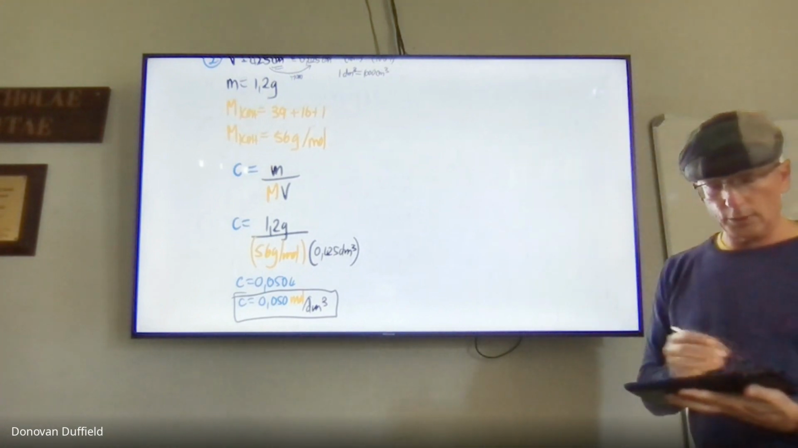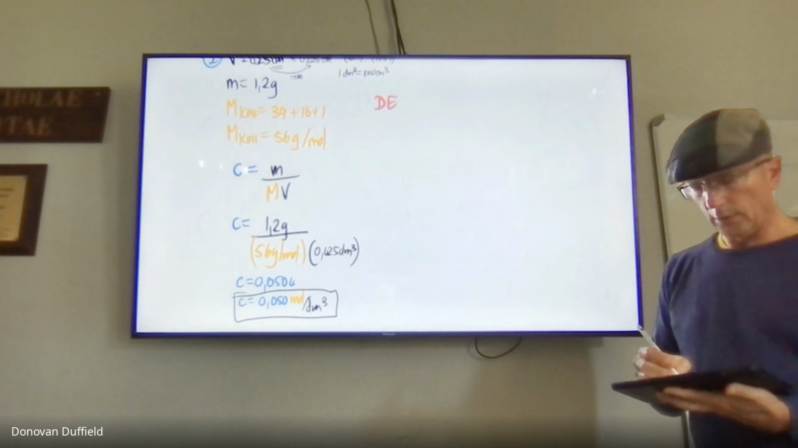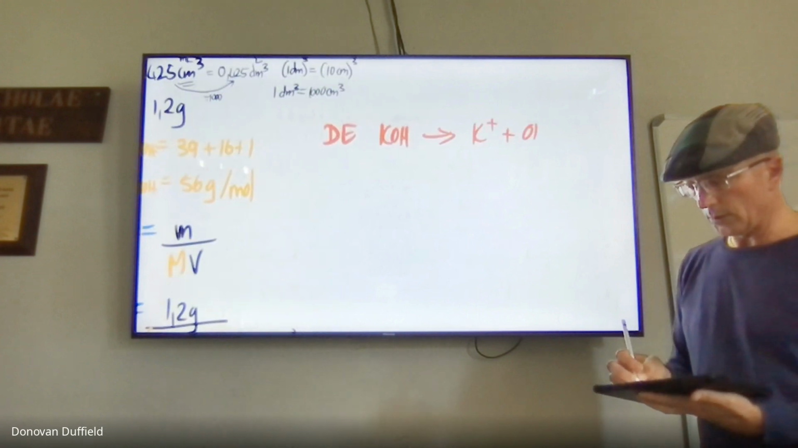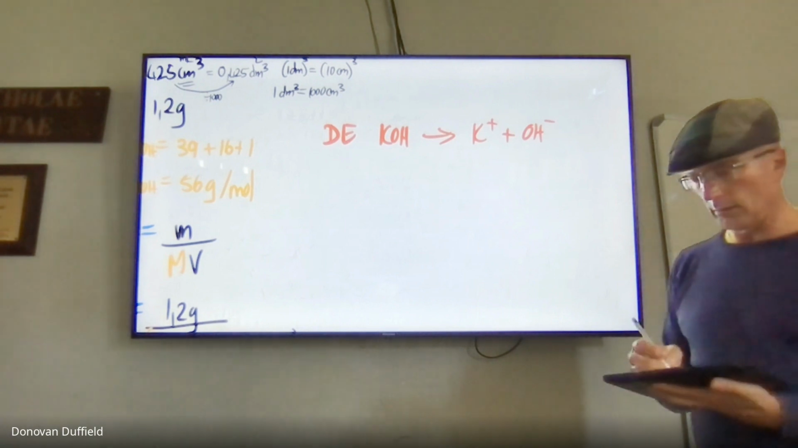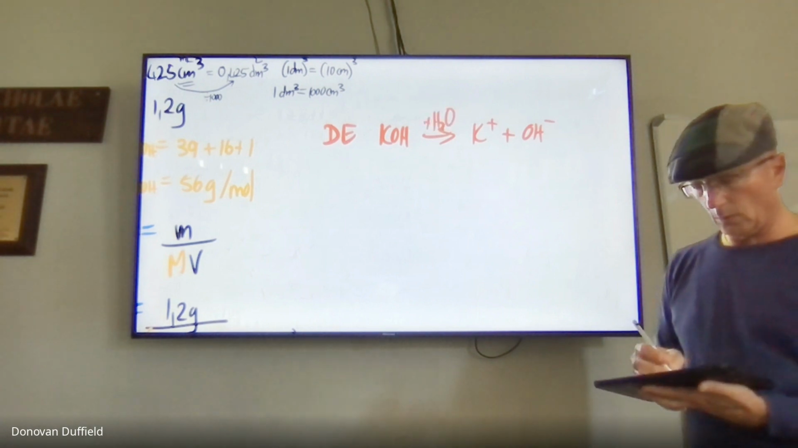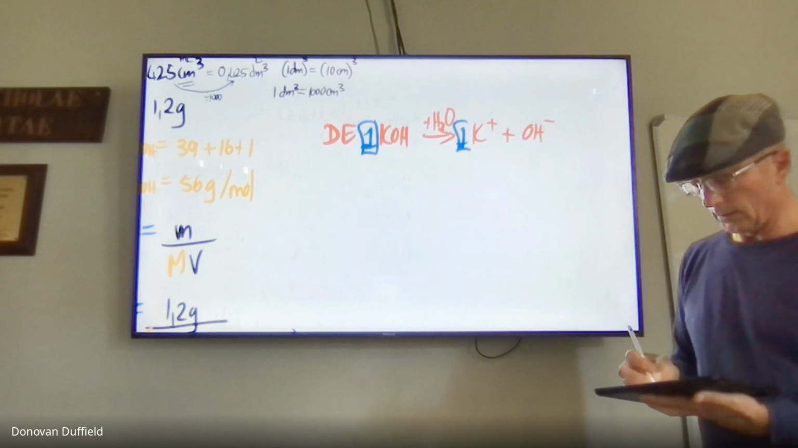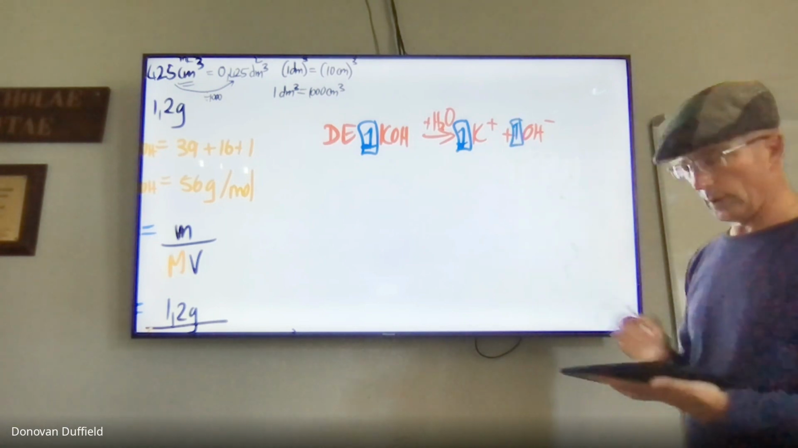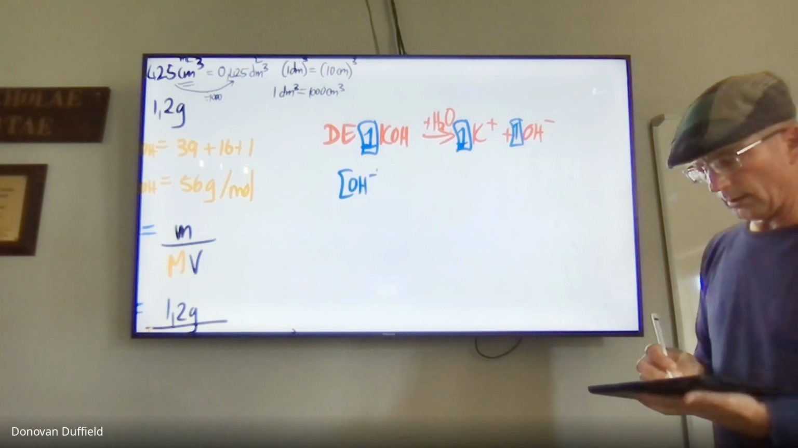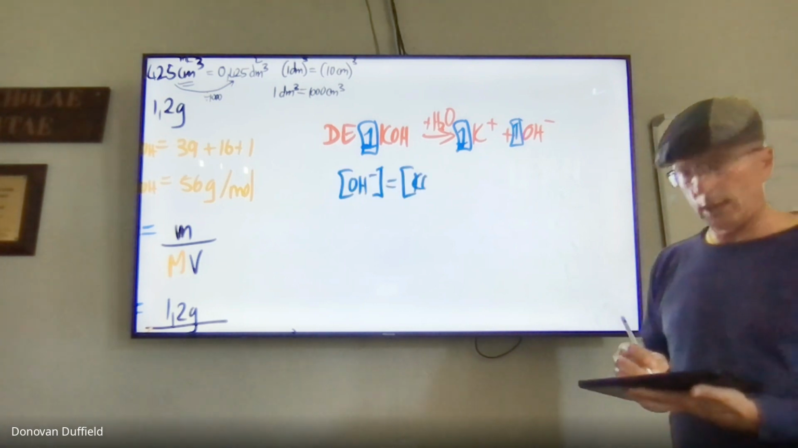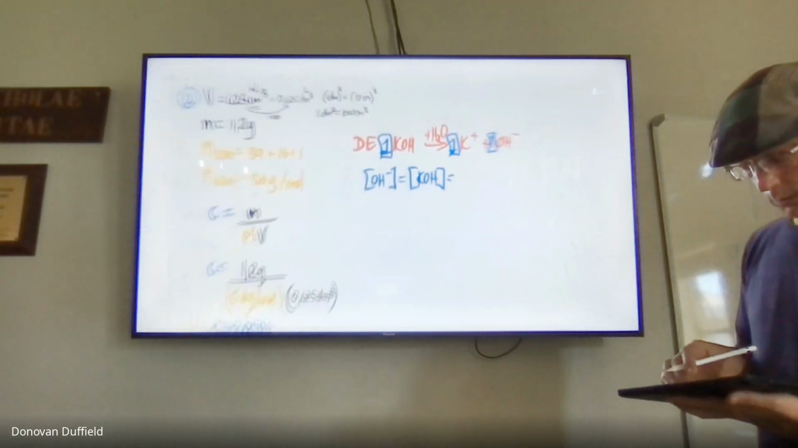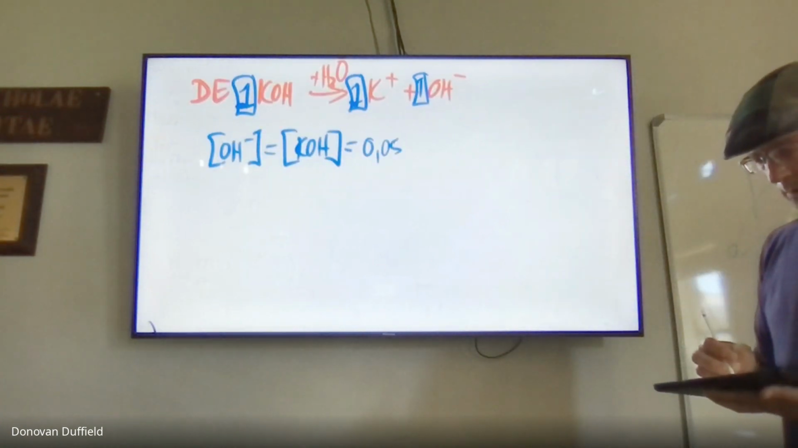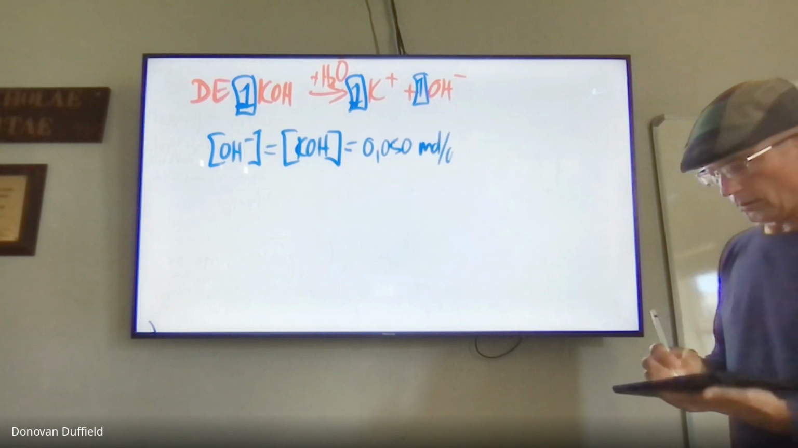So now we look at the dissociation equation. We've done this already. KOH dissociates into K plus and OH minus, right? And it's full, so it's 1 mole to 1 mole to 1 mole. So therefore we can say, and I normally use blue for hydroxide, the hydroxide ion concentration equals the KOH concentration, and that is what we've worked out, 0.050 mole per cubic decimeter.